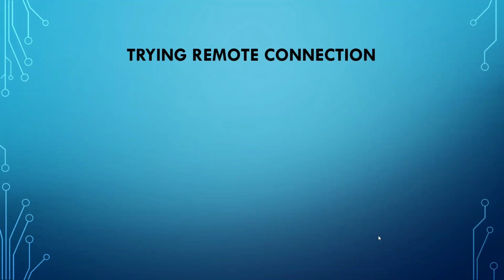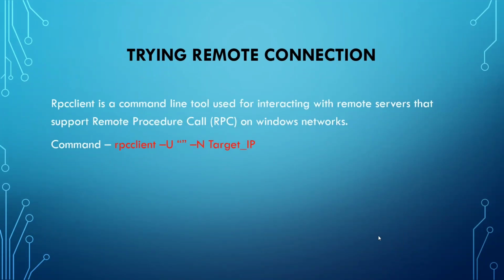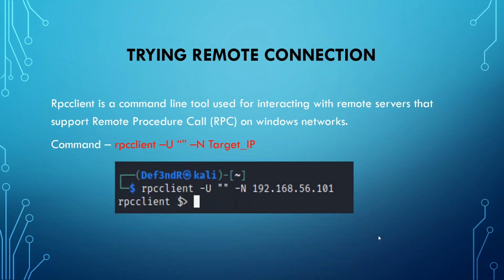Next, we are trying for a remote connection. When we first scanned the target with Nmap, port 111 was open, which is RPC bind. So we are trying a remote connection here. For that purpose, we are going to use rpcclient, which is a command line tool for remote connection. The command to do that is rpcclient followed by this. We'll try it in Kali.